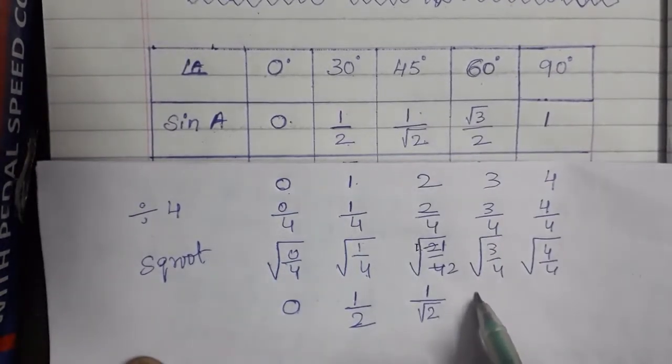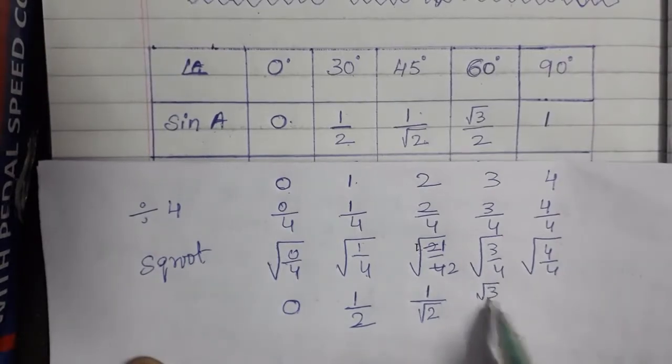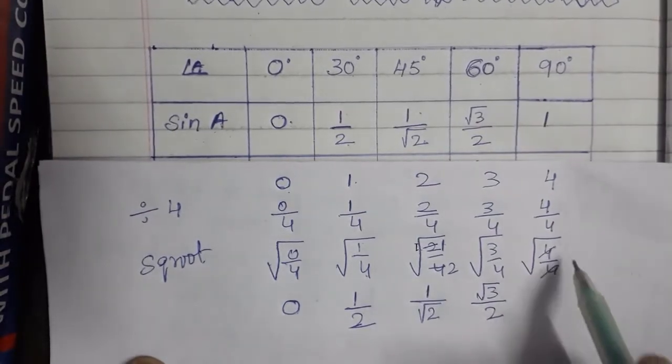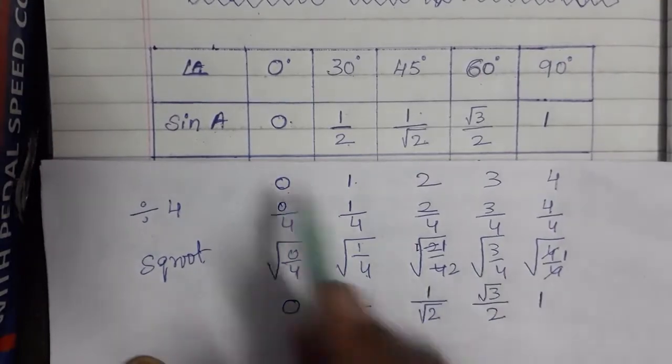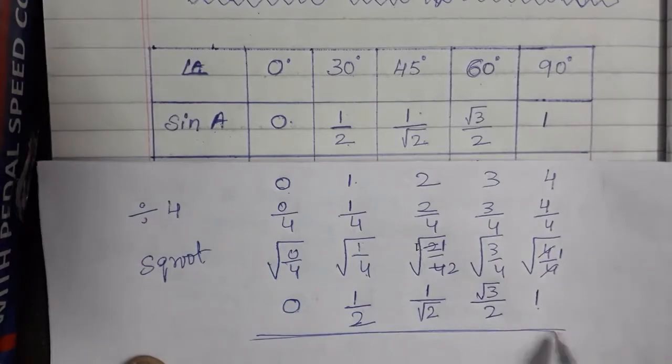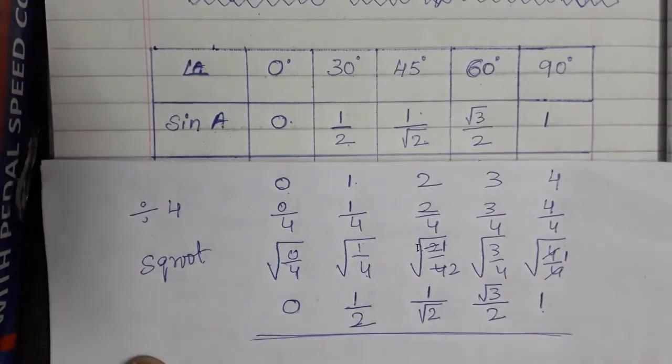Now here, square root of 3 we write as it is. What is the square root of 4? 2. So you got the value of sin 60 as root 3 by 2. 4 divided by 4 you get 1, square root of 1 is 1, so sin 90 is 1. Once you remember these values, you can write all the 6 ratios: sin A, cos A, tan A, cosecant A, secant A and cot A. Already I have told you the idea of how to write the entire table once you remember sin A.